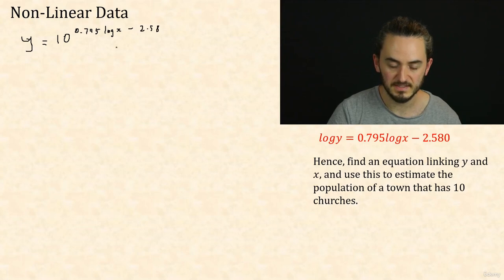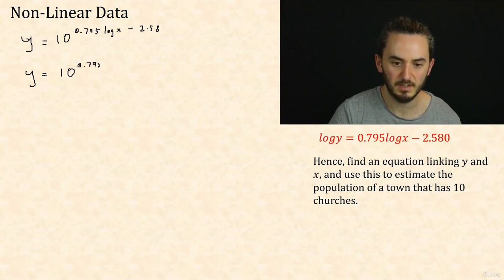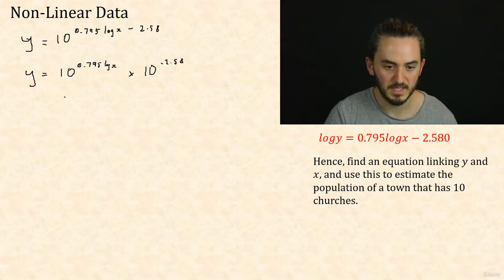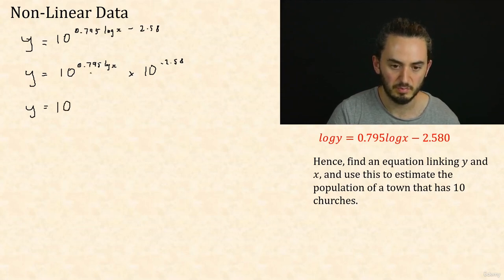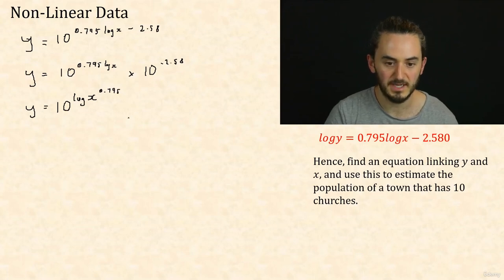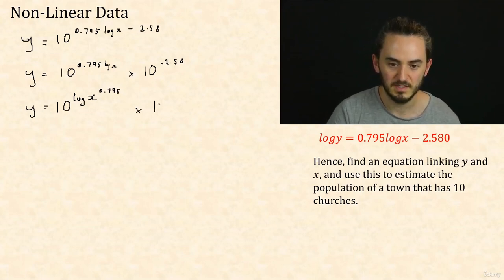Okay, well, we can now use indices laws to split that up a little bit. So that's going to be 10 to the power of 0.795 log x, and the minus there, well, we can just say it's times 10 to the power of minus 2.58. Okay, can we simplify this? Well, yes, we can. Look at this clever step. We can use our log law that says that we can bring this coefficient up as a power of x. So that's log of x to the power of 0.795. It's really powers of powers of powers here, so it's getting a little bit small, times 10 to the minus 2.58.